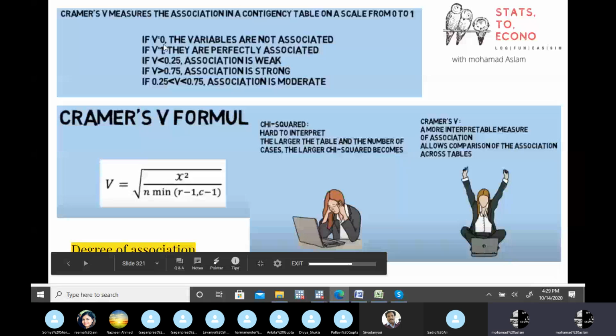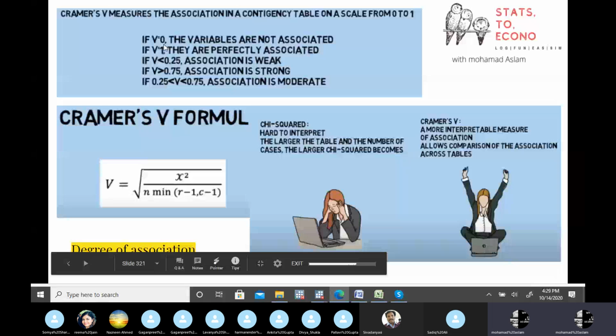If it's less than 0.25, association is weak. If it's greater than 0.75, association is strong. And if it's between 0.25 and 0.75, association is moderate. And this is the general simple formula. The row category minus 1, and this is the degree of freedom for this particular Cramer's V formula. Also, if you have more categories, compared to chi-square, you can use Cramer's V. That's a more appropriate technique for interpretation also.